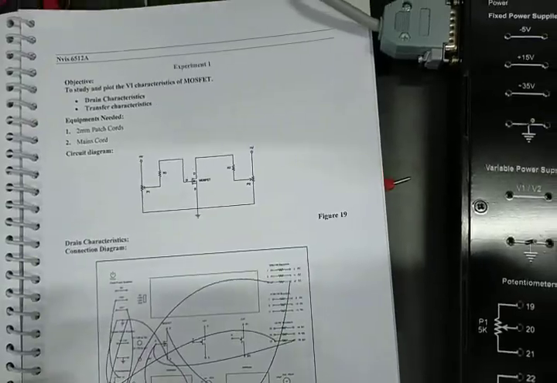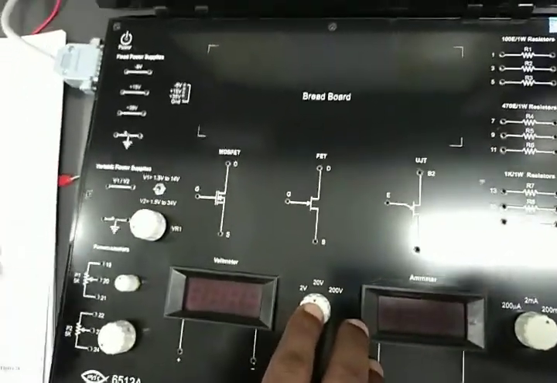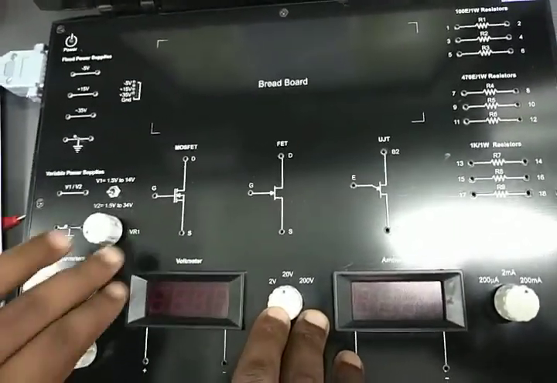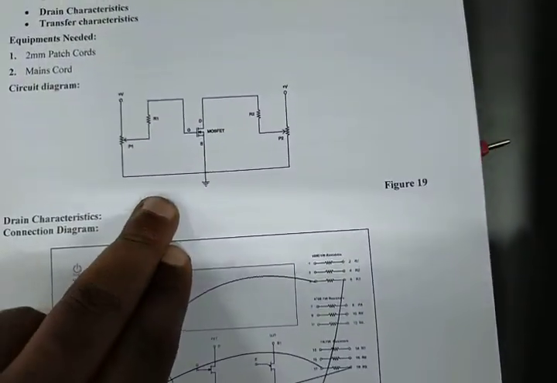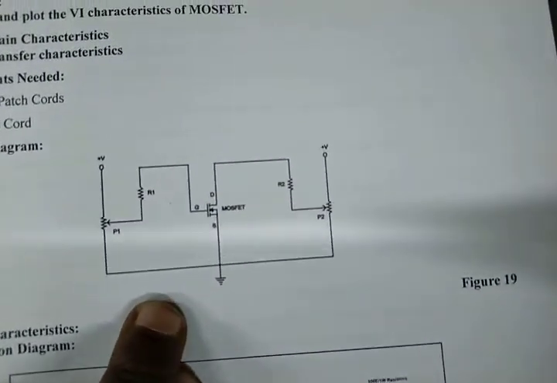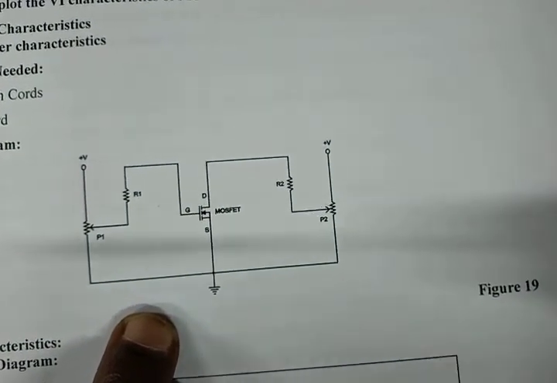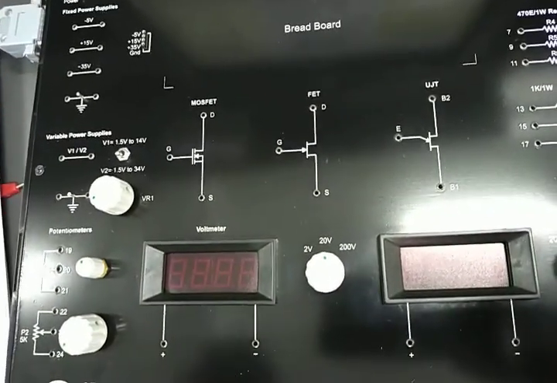So first of all, we will make the connections of a MOSFET. This is the circuit diagram of a MOSFET, which we will make the connections on the kit. So let's start.